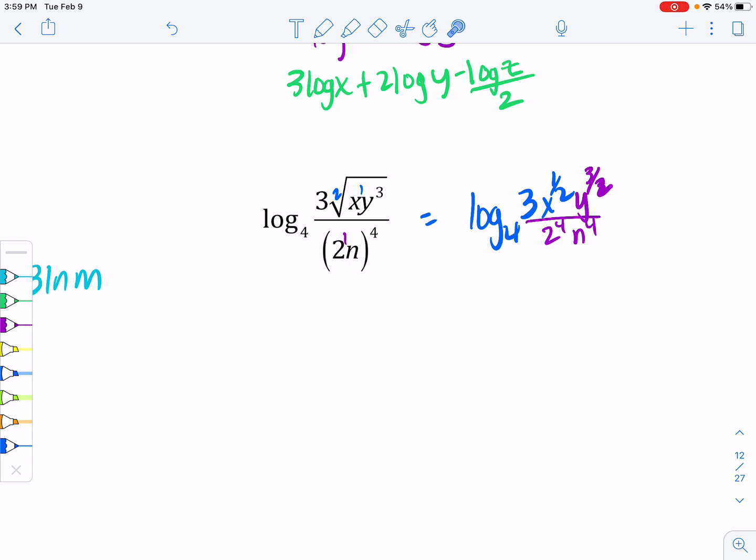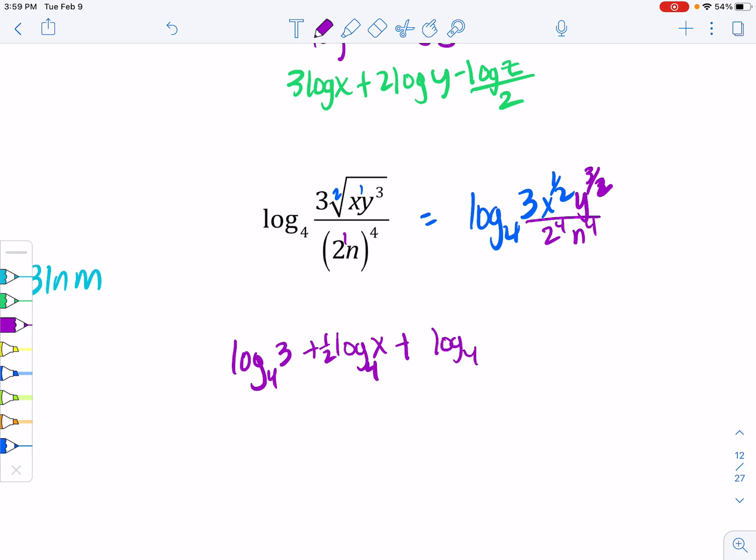So here, the 3, the x, and the y are on top, so all of those are going to be positives in front. So log base 4 of 3, there's no power with 3, so plus the x has a positive, or is in the top, so it's positive out in front. And then the power is 1/2, so that goes in front of that log. And then since y is in the top, it's positive, log base 4.